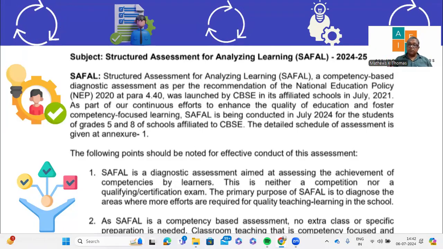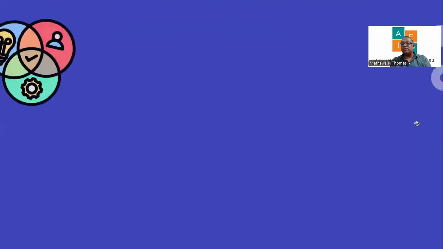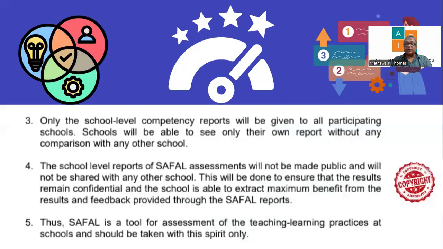So the primary focus of SAFAL is to diagnose the areas where our students are lacking and where the student should focus. Okay. So it is a competency-based assessment. No extra class or specific preparation is needed. Only our regular classroom teaching is enough for students to give this exam. They very clearly specified that.